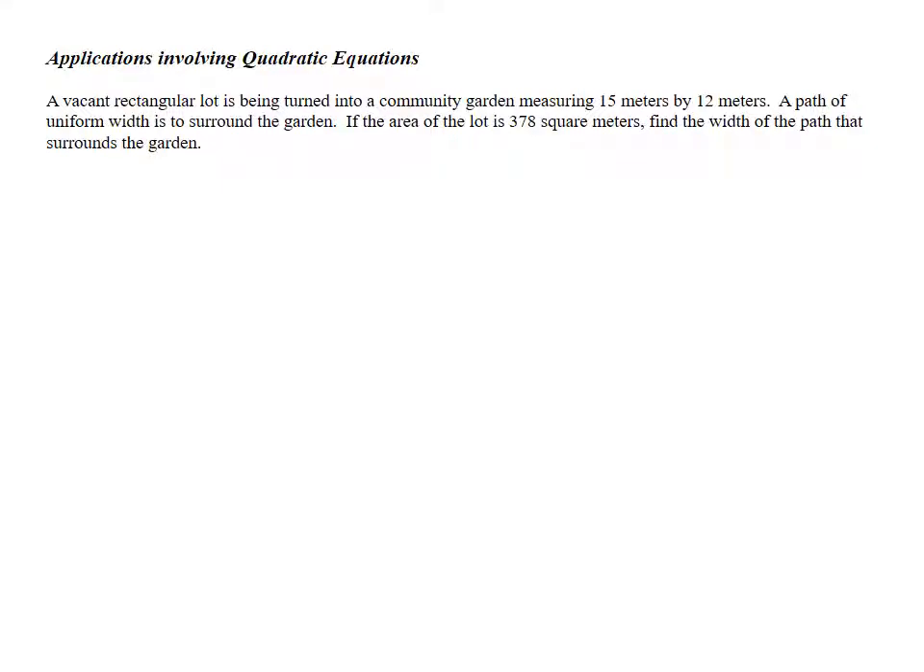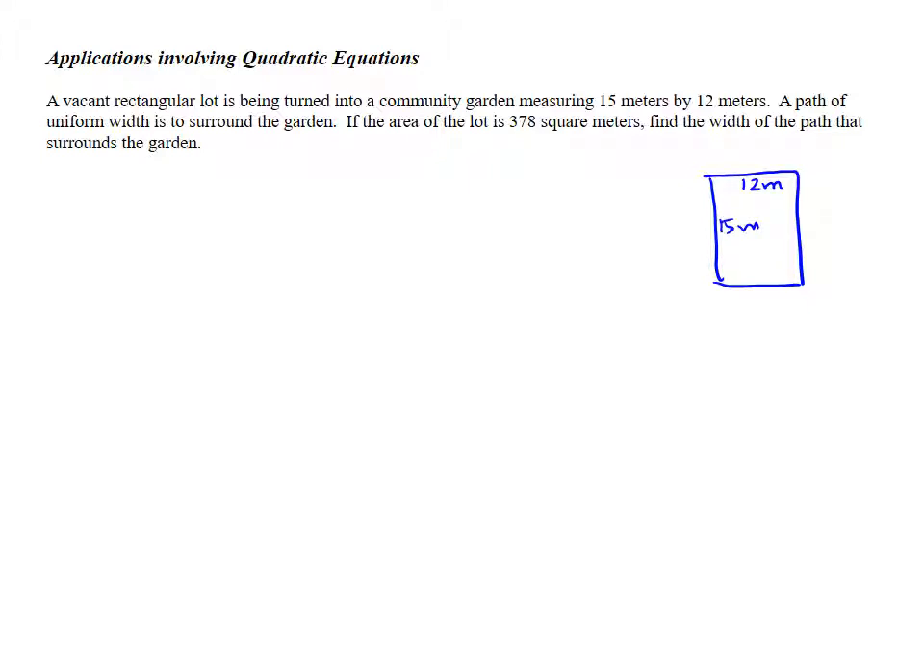Here's another example involving a quadratic equation. This one involves an area again. A vacant rectangular lot, it says rectangular, so I'm immediately going to draw myself a rectangle, is being turned into a community garden measuring 15 meters by 12 meters. So this is the shorter side, so I'll say 12 there and 15 meters here.